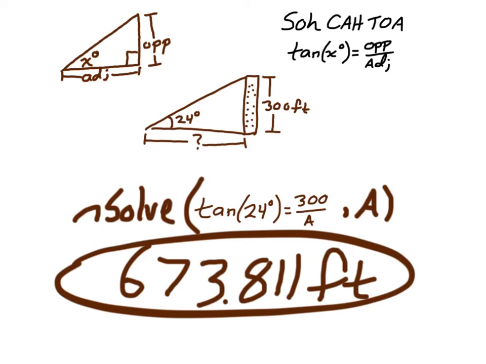And how do I know it's feet? Because this part is feet. If the building was 300 feet tall, so all elements of this triangle in this example are going to be measured in feet. Because that's 300 feet, this must also be some answer in feet. So therefore the answer I got is 673.811 feet. Okay, I'm going to press pause, start one more so that you can do it.